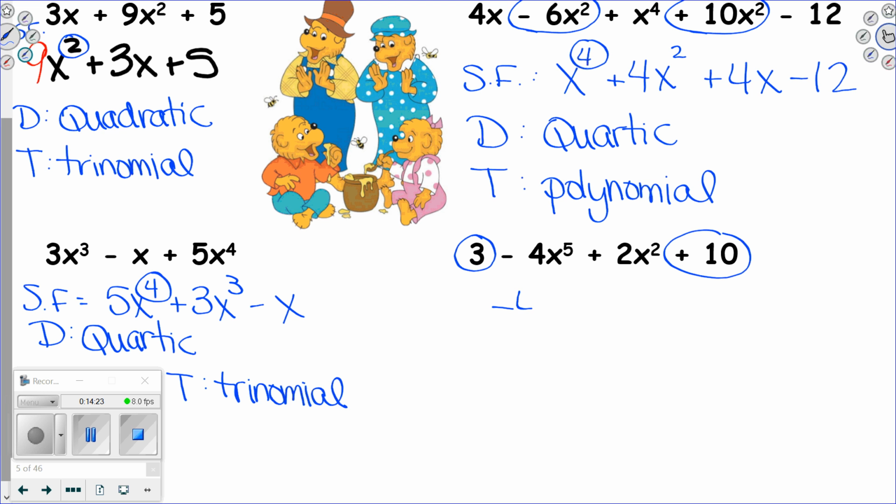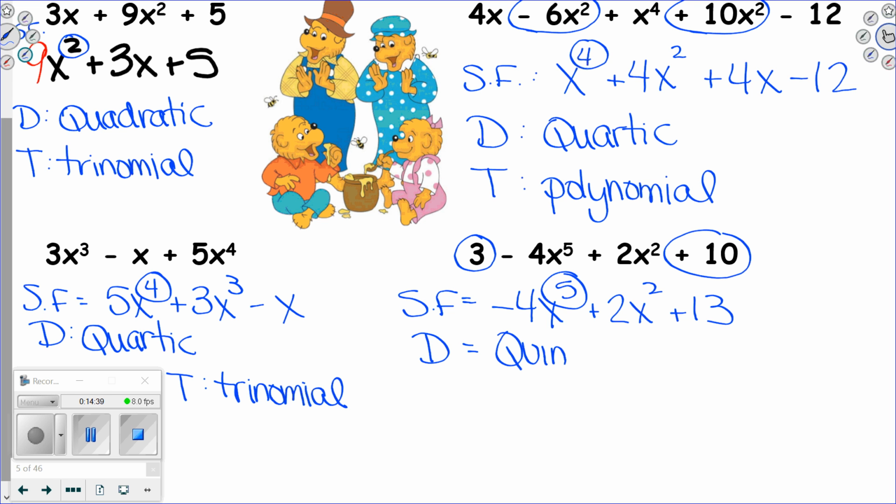So standard form would be negative 4x to the 5th plus 2x squared plus 13. Make sure you put that 13 on the end. That's not problem 3. All right, so then by degree, quintic, good, because that's a 5. And then by the number of terms, trinomial, good. Questions on how to tell all of that stuff? Awesome.